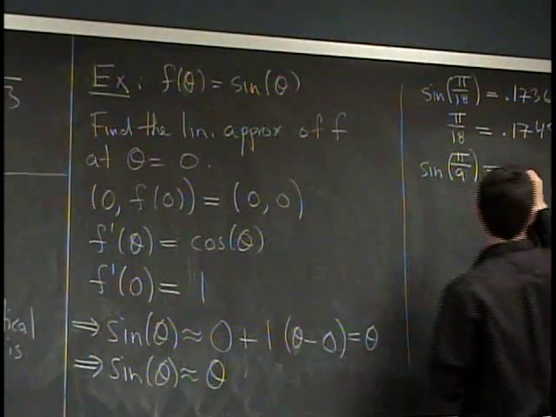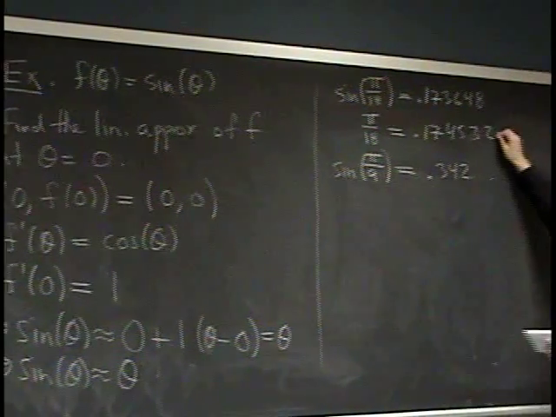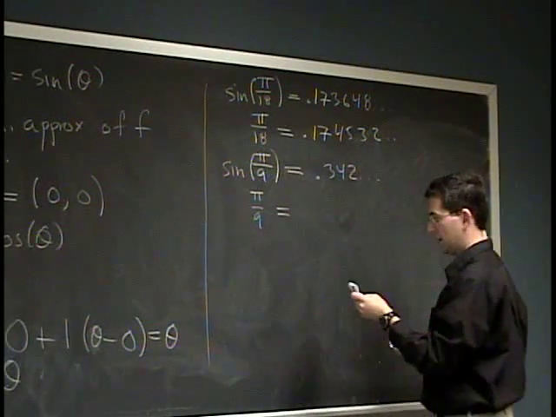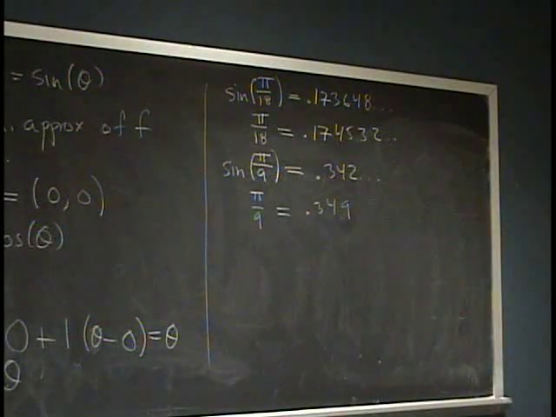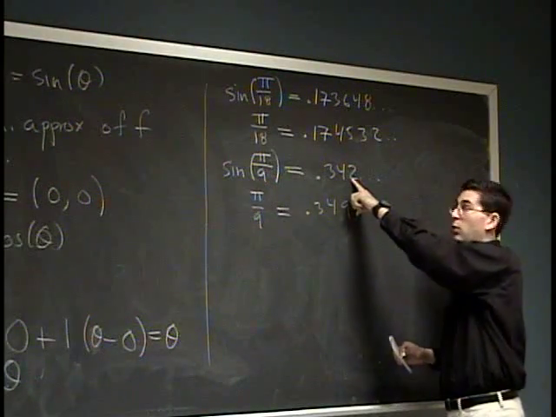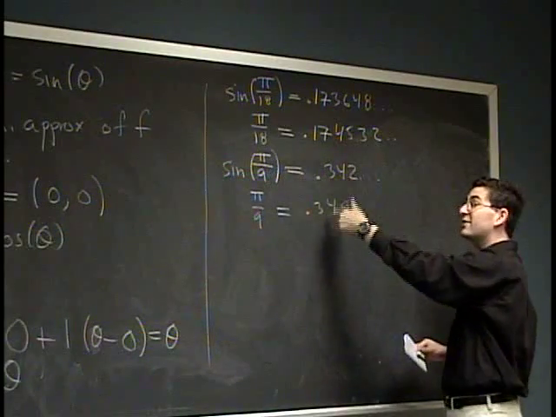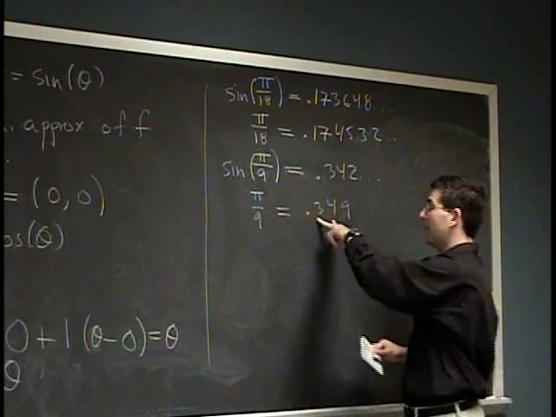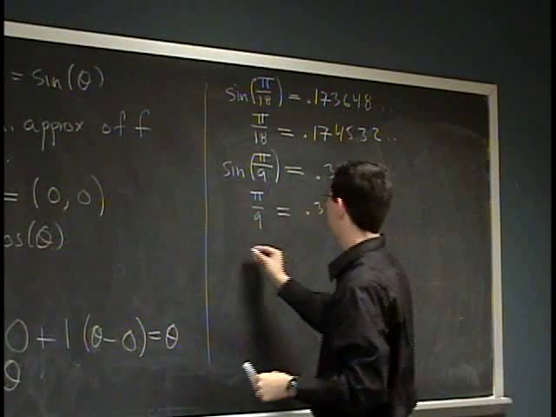Sine of pi over 9 is roughly 0.342. It goes on. And pi over 9 is roughly equal to 0.349. So it's getting further away. It's getting worse. Now it's about 7/1000 off. But that's actually still pretty good. If somebody asked what's sine of pi over 9, and you computed pi over 9, you'd at least be right to 2 decimal places. That's not bad. What if you go to 30 degrees?